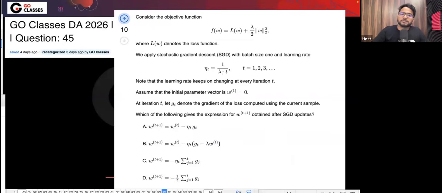Okay. So this is saying that you have some regularized loss function, and you are using a learning rate, but the learning rate is changing with every iteration. Note that the learning rate keeps on changing at every iteration because it depends on t. Assume that the initial parameter w1 is 0. So basically they are asking for the wt plus 1 update rule.